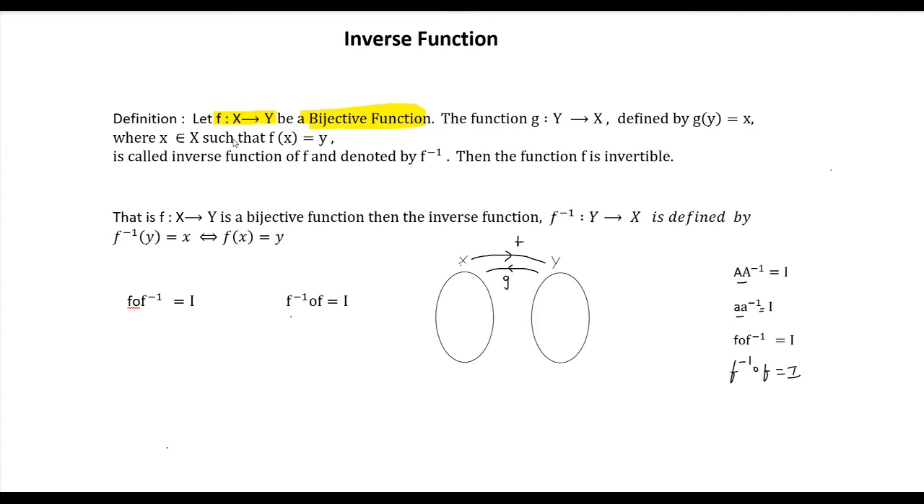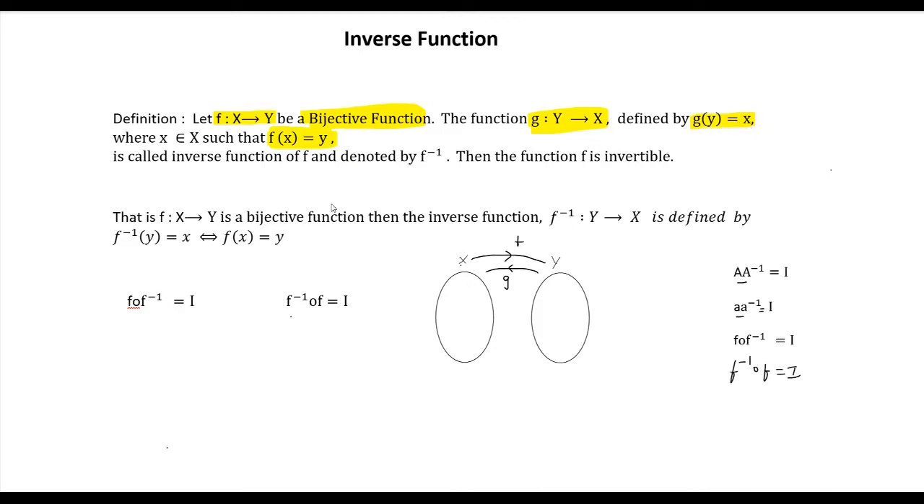If f is a bijective function, then we can always find a function g from y to x. Please check the sets. Here x and y are the domain and codomain sets, and for the function g, the domain and codomain get interchanged. Y becomes the domain and set x becomes the codomain, defined by g of y. G of y is equal to x provided f of x is equal to y. That is, if f of x is equal to y, and f is a bijective function, then we can always find a function g such that g of y is equal to x.